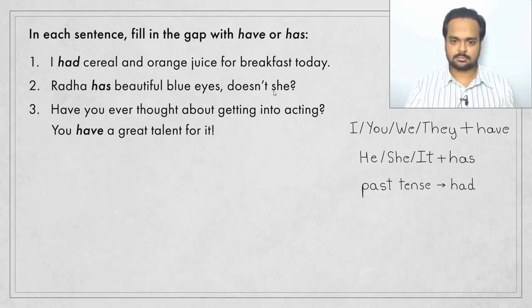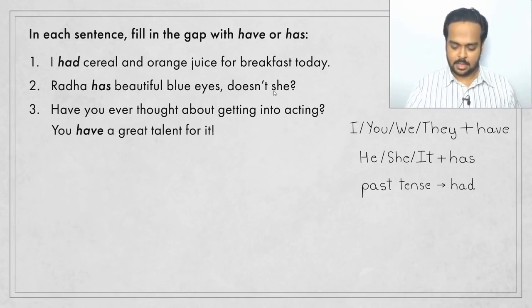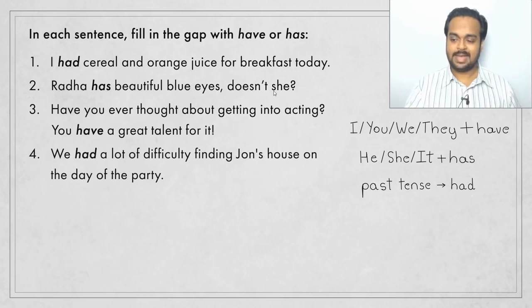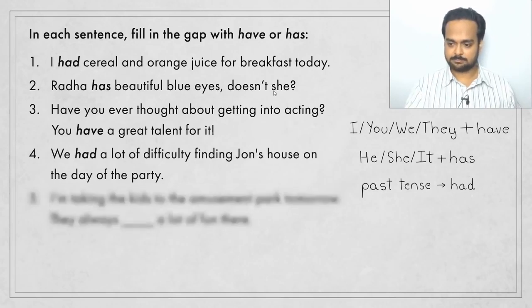Okay, and we don't give past compliments to people, we give present compliments. We're saying a good thing, we're praising that person's talent. Number four, we had a lot of difficulty finding John's house on the day of the party. So "on the day of the party" tells you that this sentence talks about the past. That's a past expression, so we had a lot of difficulty.